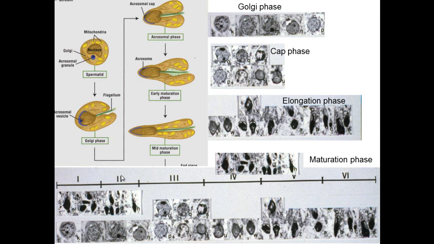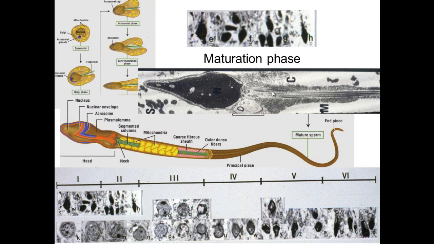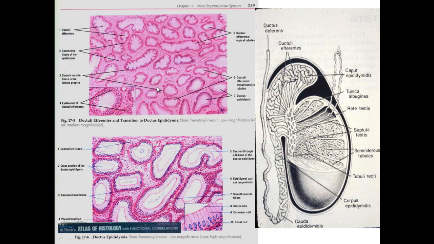Spermatozoa are released in stage 2 of the cycle. These guys are released. And so here's a human spermatozoon. You can see the mitochondria in the middle piece. It has a little bit of cytoplasmic droplet. But here we see the nucleus and the host of membranes with the acrosome on this region.